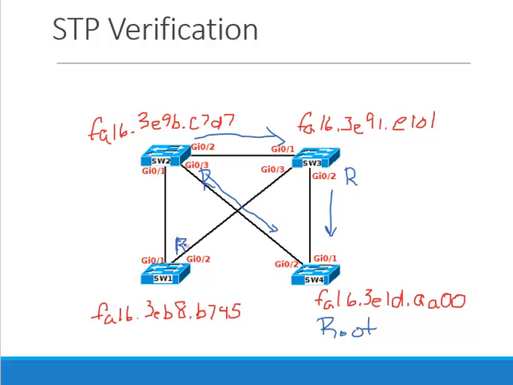Right, so now all of our root ports have been elected, correct? If I take a moment to look at it, each switch has a root port. Now let's go ahead and elect our designated ports. Remember the first thing, okay, lowest path cost.